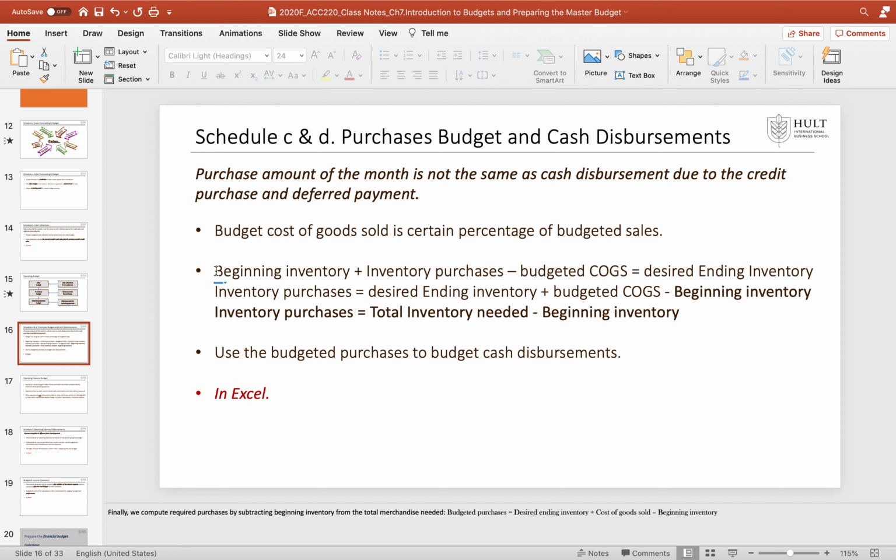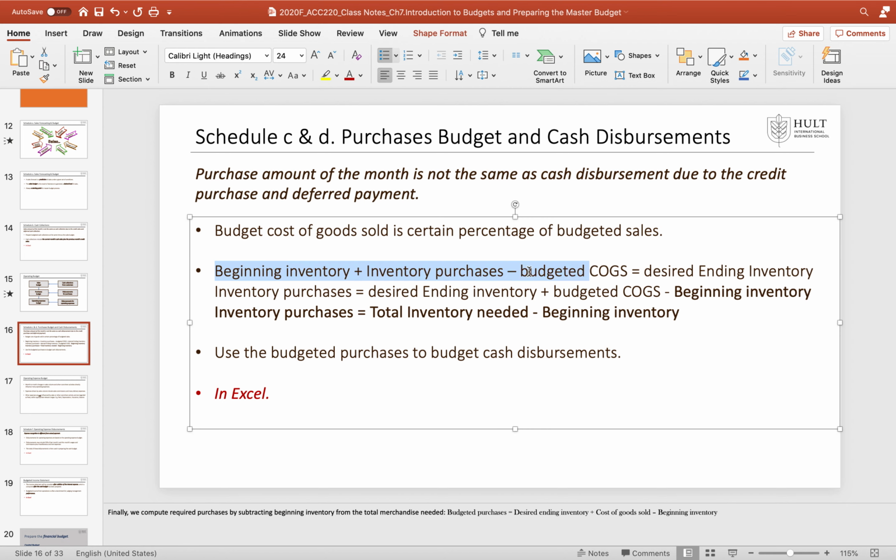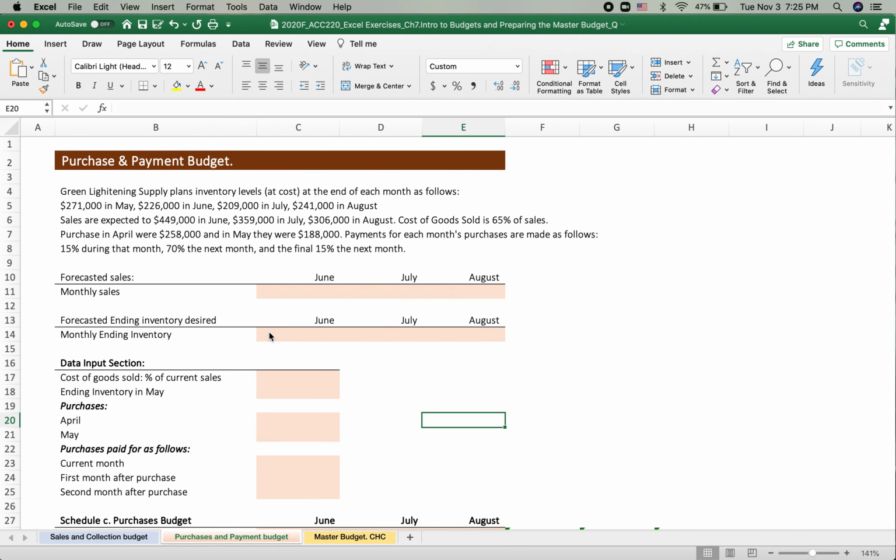We'll apply this simple equation to the budget inventory. Here, the beginning inventory plus inventory purchase minus the budgeted cost of goods sold is equal to desired ending inventory. And then we take the budgeted cost of goods sold and the beginning inventory to the other side, so the budgeted inventory purchase is equal to the desired ending inventory plus the budgeted cost of goods sold minus beginning inventory. And then we'll use this budgeted purchase to budget cash disbursement. Let's go to the Excel exercise.